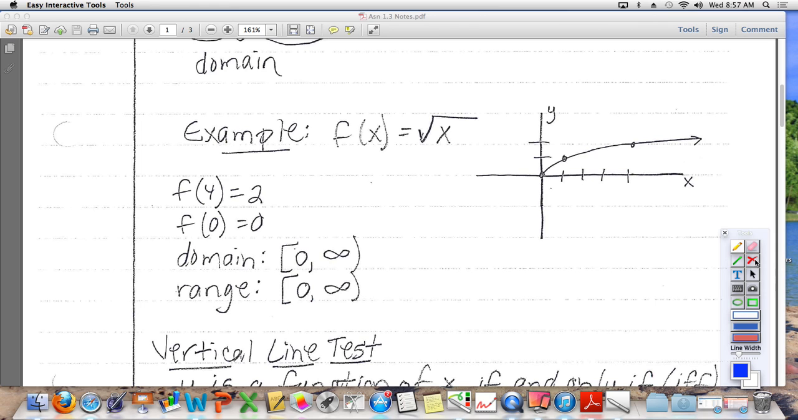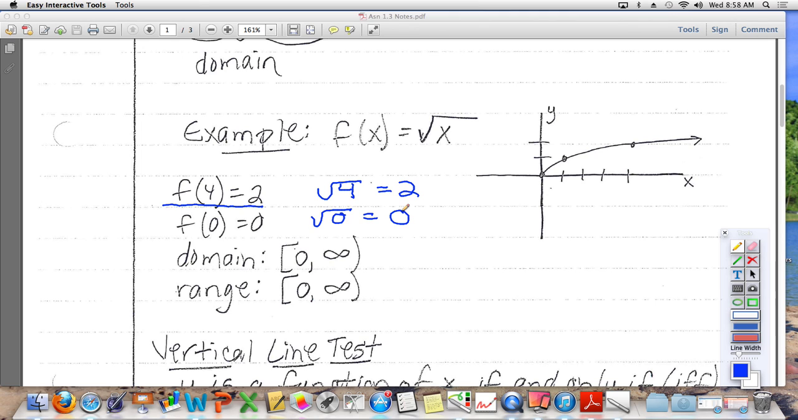So, in this case, f of x is equal to the square root of x. If I ask you to calculate f of 4, it is equal to 2, because all you're doing is taking the square root of 4, which is equal to 2. Now, again, it doesn't say to take the positive and the negative value. Therefore, you are just going to assume the positive. f of 0 would be the square root of 0, which is equal to 0.